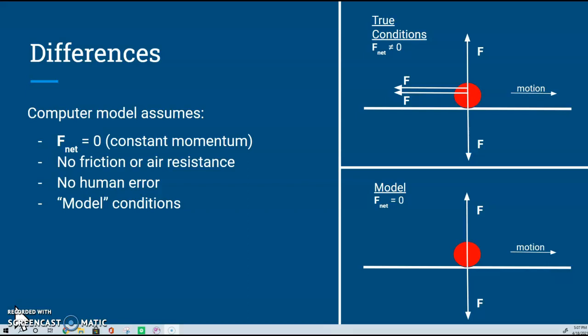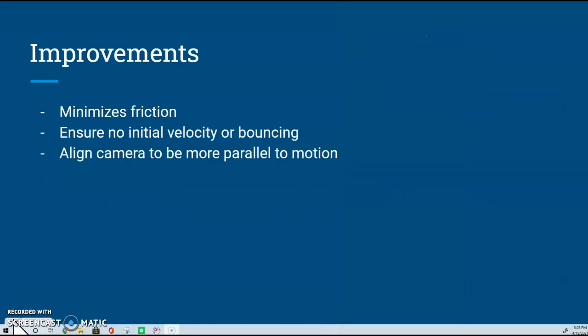As you can see in the diagrams, external forces act in true conditions that do work on the ball, slowing it down. This causes the ball to slow down on the horizontal surface, which results in a range that does not match the predicted range. This leads to my improvements.